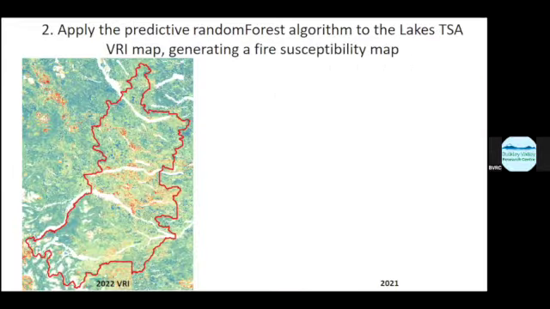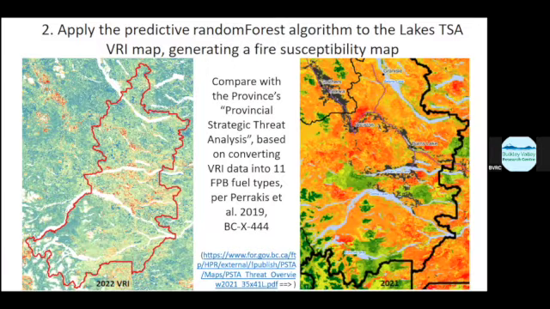So taking his probabilities of burning from that analysis and applying it to the vegetation resource inventory map for the Lakes TSA, he basically generated a fire susceptibility map. And we can compare that with existing products produced by the province, in which they did try to shoehorn the BC forest types into the CFS fuel types. So that's outlined. The procedure is well documented in a technical report by Dan Perrakis out of the Pacific Forestry Centre. And they did as good a job as they could. So there's some similarities and differences there.